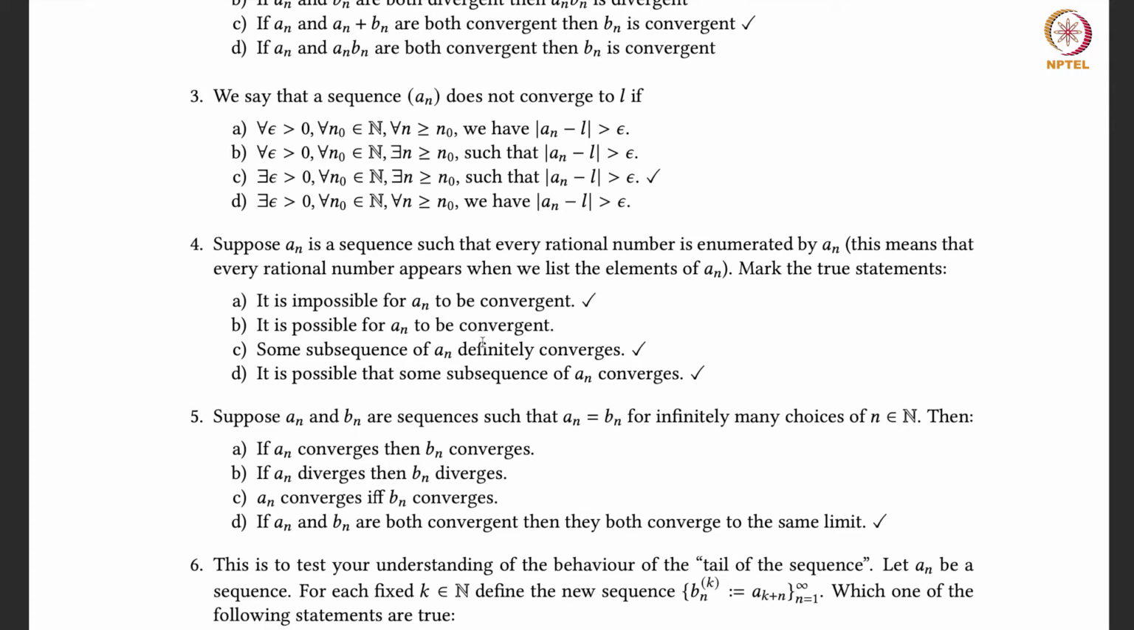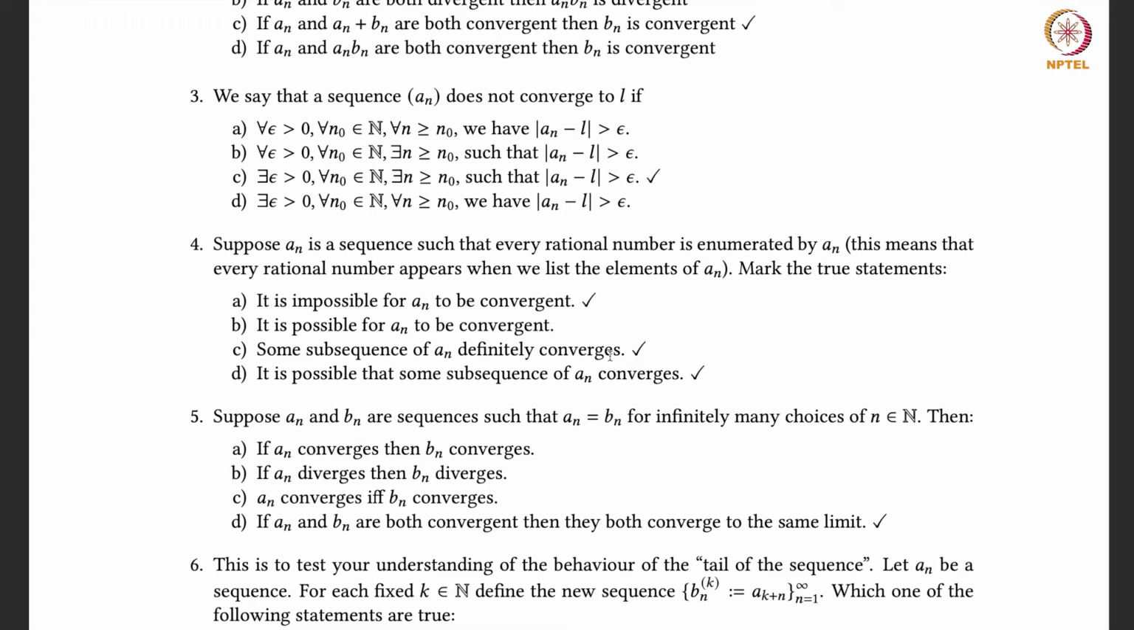So, it's impossible for an to be convergent. It is possible for an to be convergent. Well, we have just said it's impossible. Some subsequence of an definitely converges. Yes, this is true because note that the numbers 1 by n are all elements that will occur in this an. An need not be 1 by n, but 1 by n will definitely occur. What you do is you just extract that subsequence such that the kth element of this subsequence is nothing but 1 by k. That can easily be done.